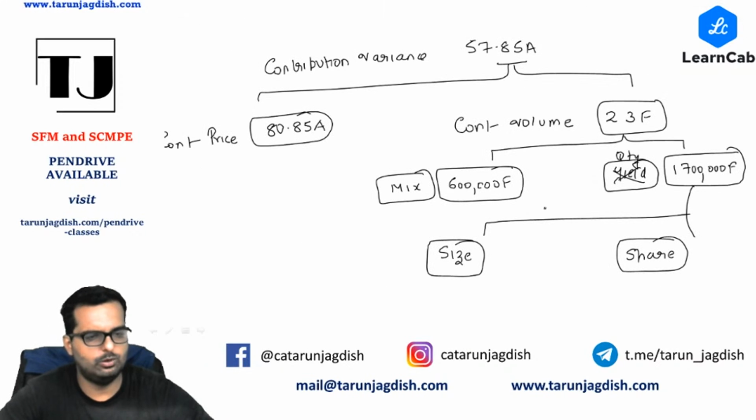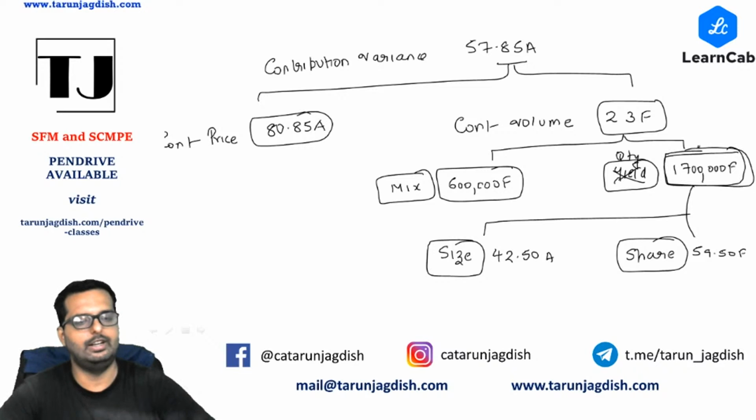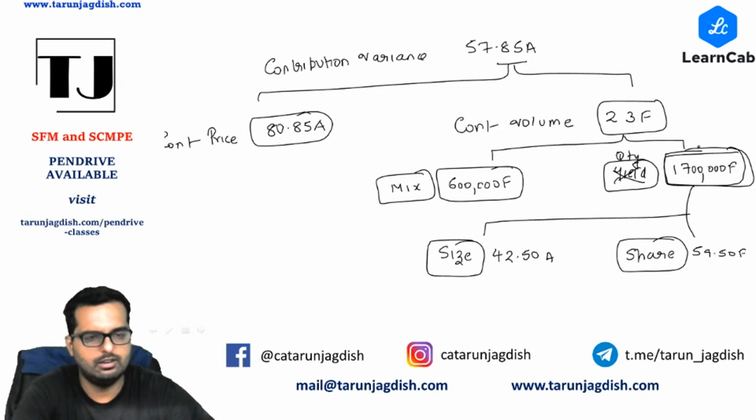Alright friends, so let me come back over here now. So that would mean my size variance would turn out to be 42.50 adverse, 59.50 favorable. If you see 59.5 minus 42.5, it will correctly tally with 17 lakhs. Okay, so we are done with this question.